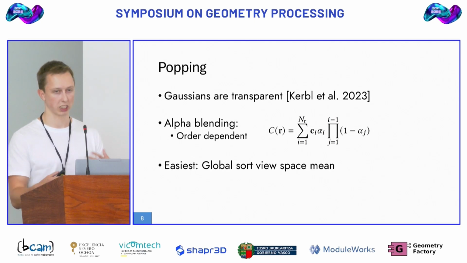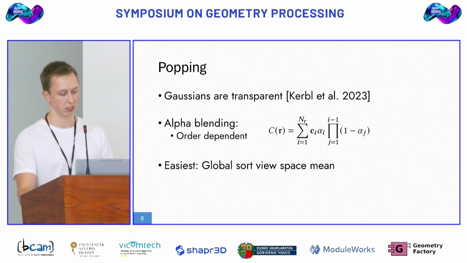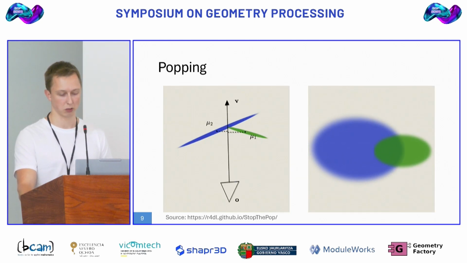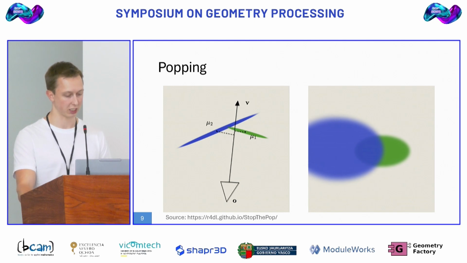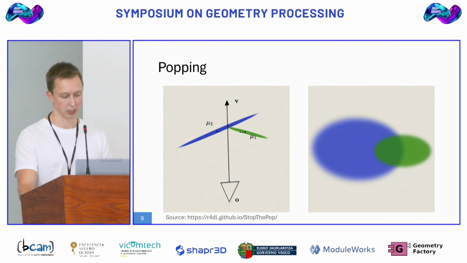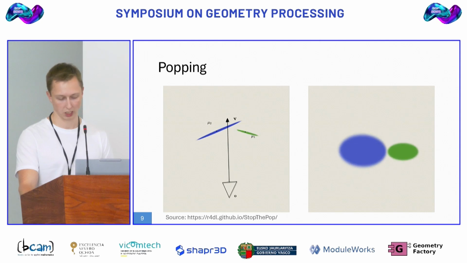And now the question is, how do we actually sort Gaussians? What do we take as the key? The easiest approach, and also what the original 3D Gaussian splatting does, is to simply globally sort the view space depth of the mean of the Gaussian. However, this is exactly what results in these weird popping artifacts, as you can see here in this example, where if you rotate the camera, suddenly the projected mean onto the view ray of one Gaussian is nearer to the camera than the other one.